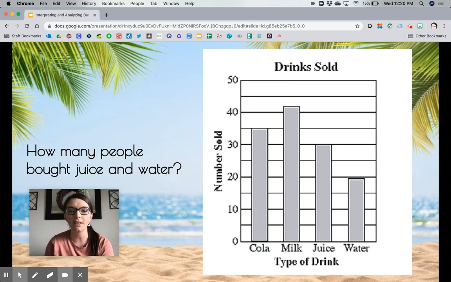So let's look at the first one. I have a graph. Its title is drinks sold, and it gives me the number of sold drinks, and it also tells me the types of drinks. I have a question right here above my head, and it says, how many people bought juice and water? When I look at this question, now I'm going to show you on my whiteboard, we're going to have to do some math problems to figure out what this answer is.